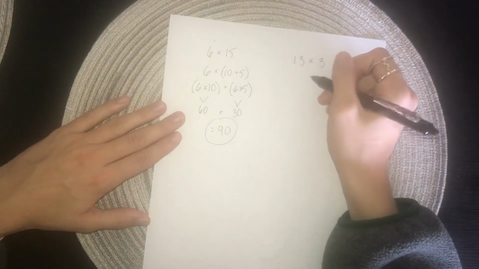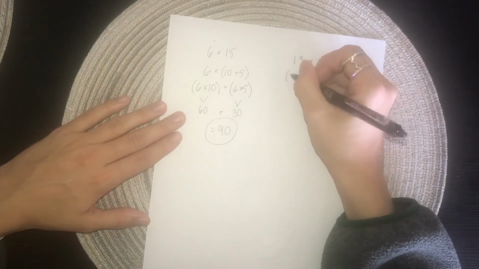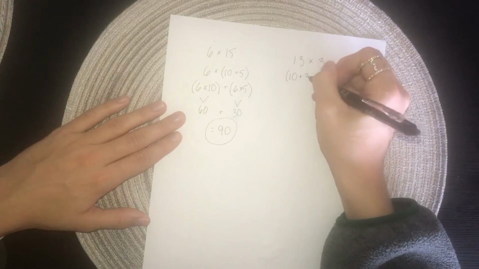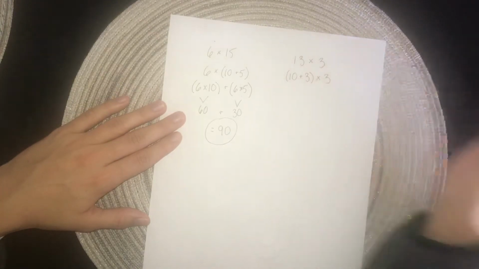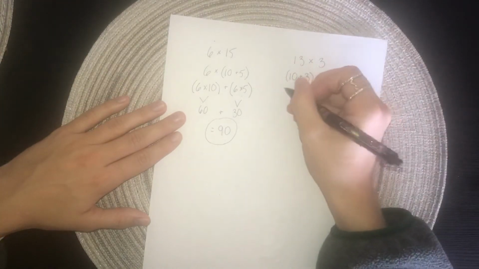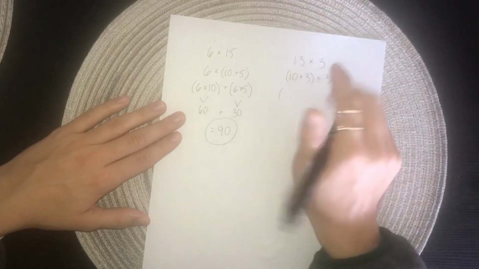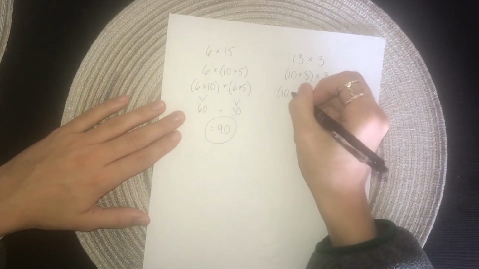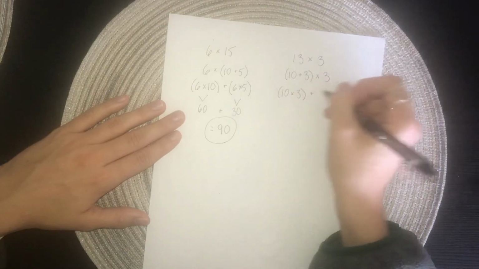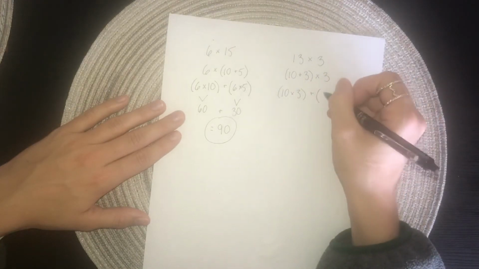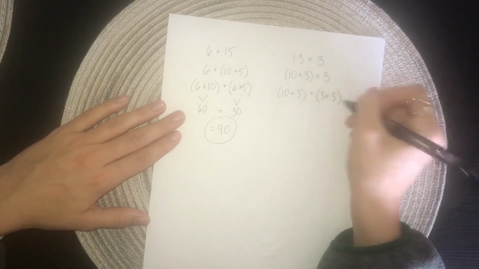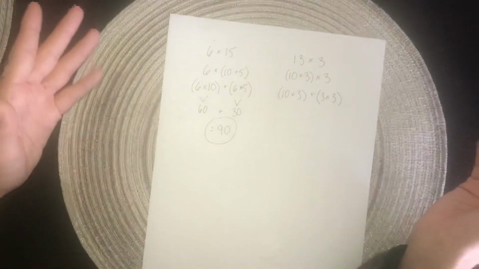So therefore it would be 10 plus 3 times 3. And then the first spot would be the 10 and the 3, or 10 and the 3. So 10 times 3 plus 3 times 3. So even though it's backwards here, that's fine.